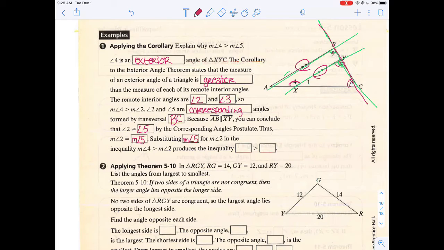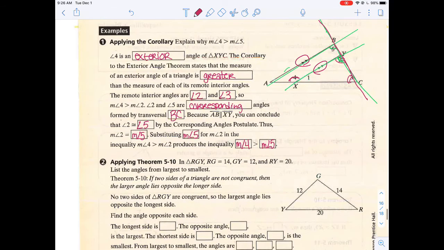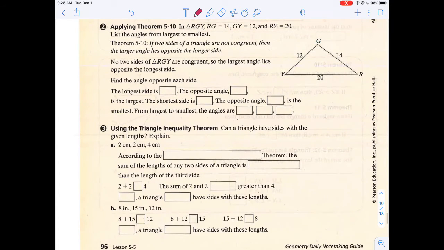So if we substitute the measure of angle 5 for the measure of angle 2 in the inequality, the measure of angle 4 is greater than the measure of angle 2. We also know the measure of angle 4 is greater than the measure of angle 5. So we used what we knew about exterior angles, then we figured out how we could show that 2 and 5 were the same, and we proved what we were looking for.